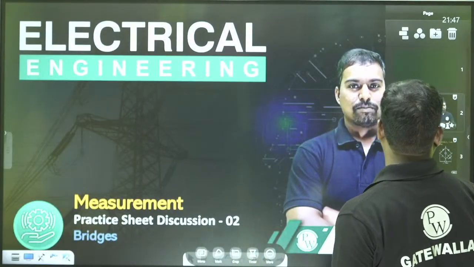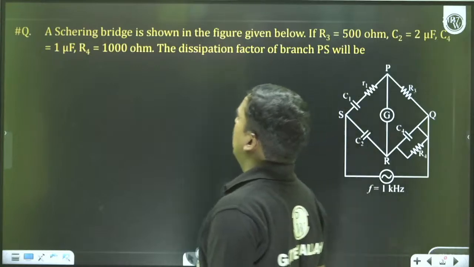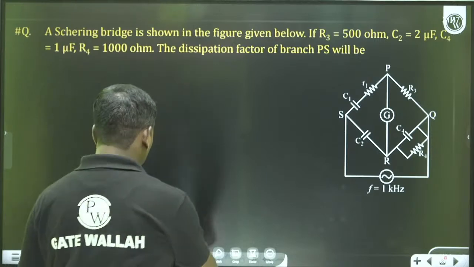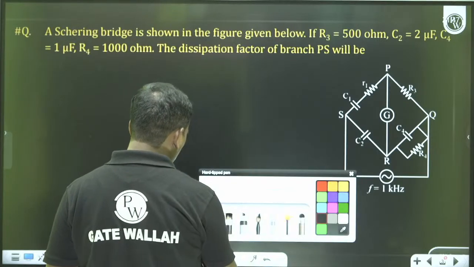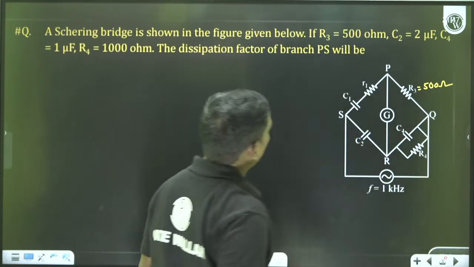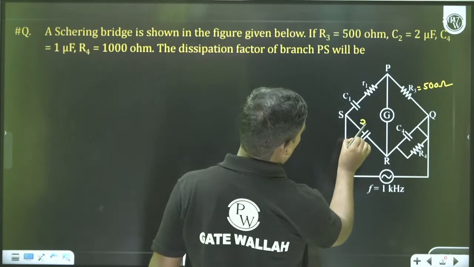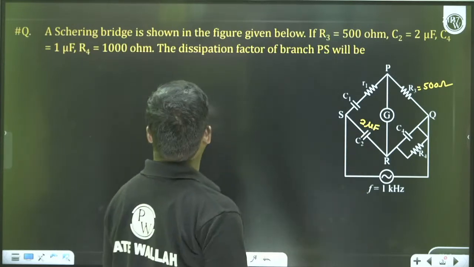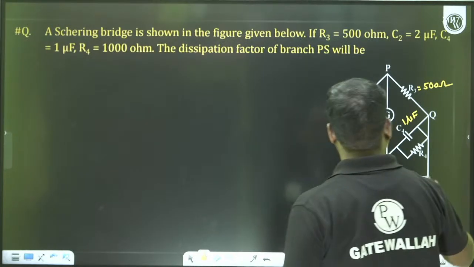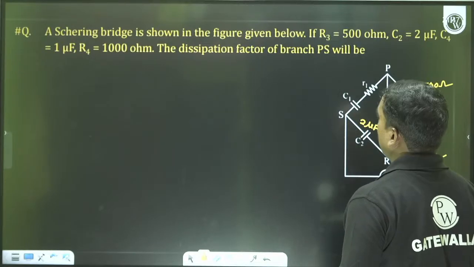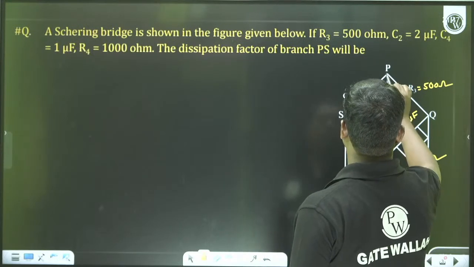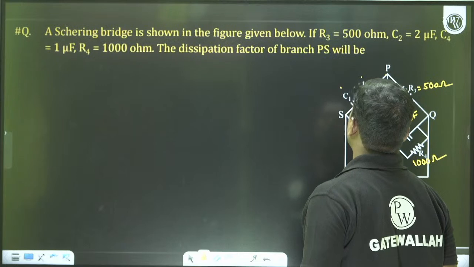You see this first question. A Schering bridge is shown in the figure given below. R3 is 500 ohms. So this R3 is given as 500 ohms. And C2 is 2 microfarads. C4 is 1 microfarad. R4 is 1000 ohms. The dissipation factor of branch PS will be dash. He is asking for the PS. So for the dissipation factor, you need these two components, C1 and R1.